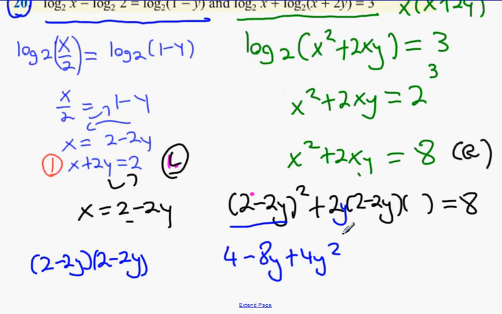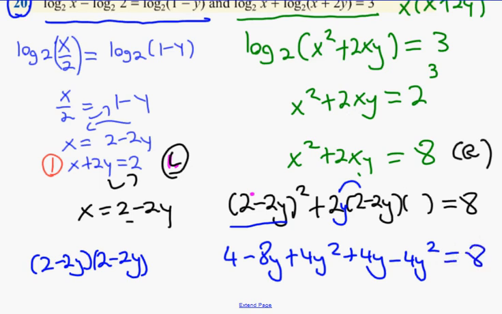Am I allowed to do that? Yeah, because it's multiply. 2 multiplied by 3, same thing as 3 multiplied by 2. I'm allowed to move it in and around. 2y multiplied by 2, 4y, 2y by 2y, minus 4y squared equals 8.